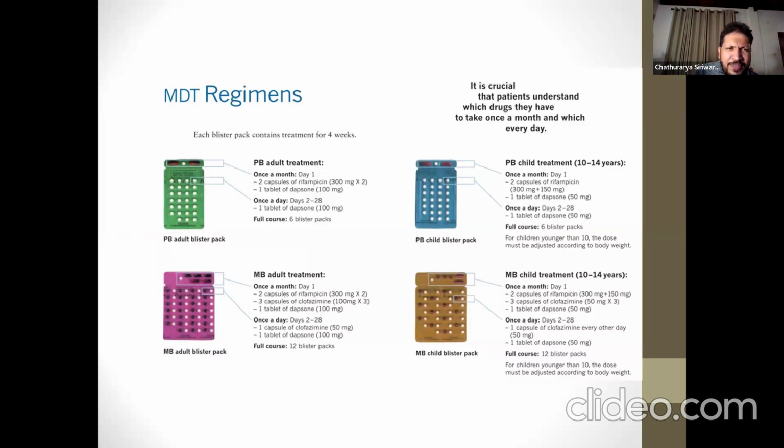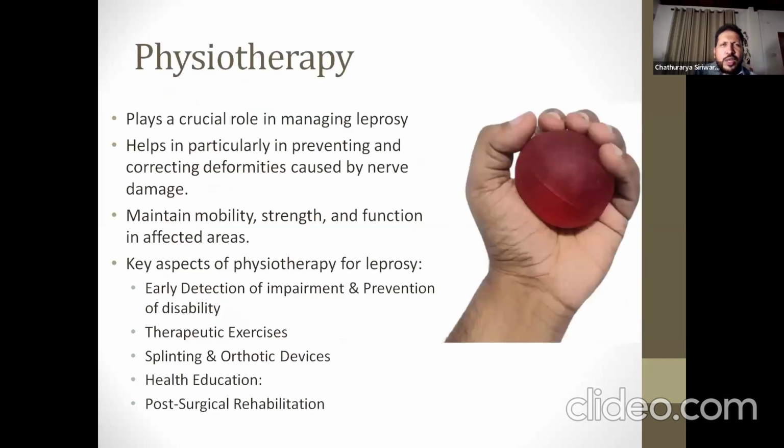So we give rifampicin once a month and clofazimine and dapsone daily for multibacillary, and for paucibacillary, rifampicin once a month and dapsone daily. So not just specific drug treatment, we use other drugs, especially for reactions, for pain, we give NSAIDs, we give steroids for reactions, then other drugs like thalidomide also have a role, especially in reactions.